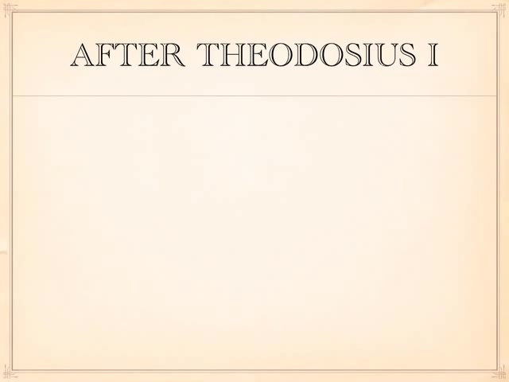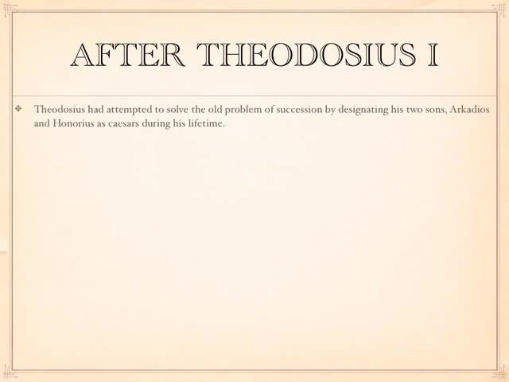After Theodosius I, Theodosius had attempted to solve the old problem of succession by making it very clear the people who would follow him in office as emperor were his sons, Arcadius and Honorius.